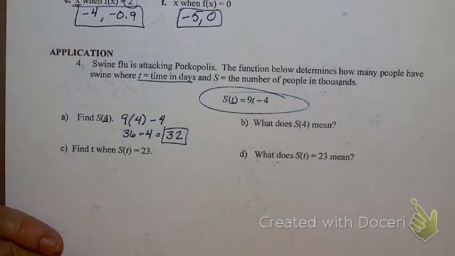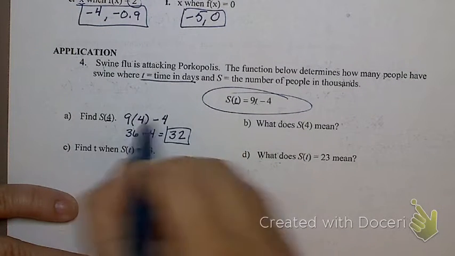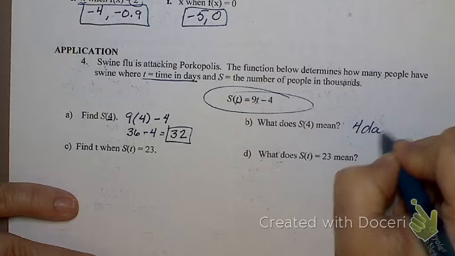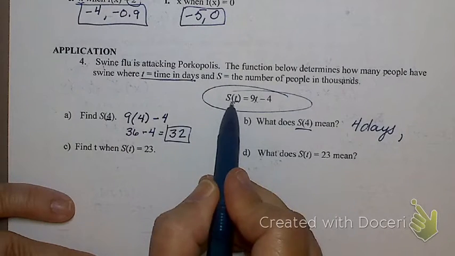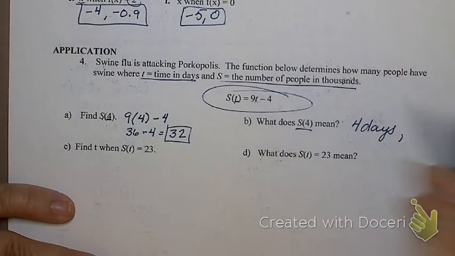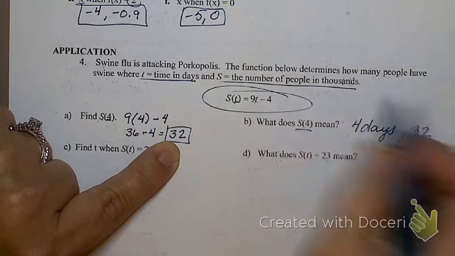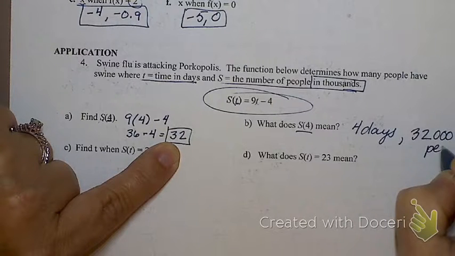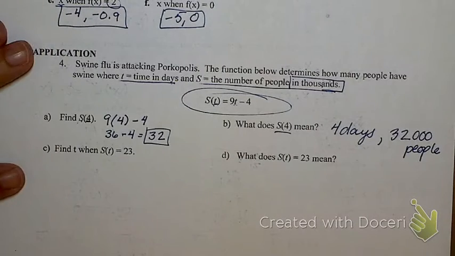What does S of 4 mean? Well, let's see. This means 4 is the input value. It's the T value. It's the time. So we're saying in 4 days. When I'm looking for S of 4, we're talking about 4 days. What's my result? My result is going to be an S value. So in 4 days, we have 32 people? 32 what? 1,000 people. So in 4 days, you have 32,000 people that have swine flu. That's a lot.